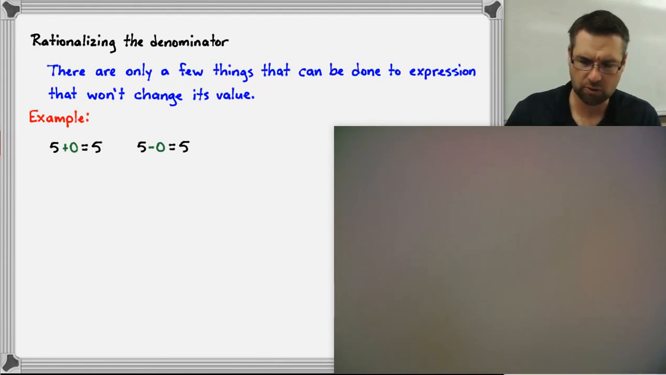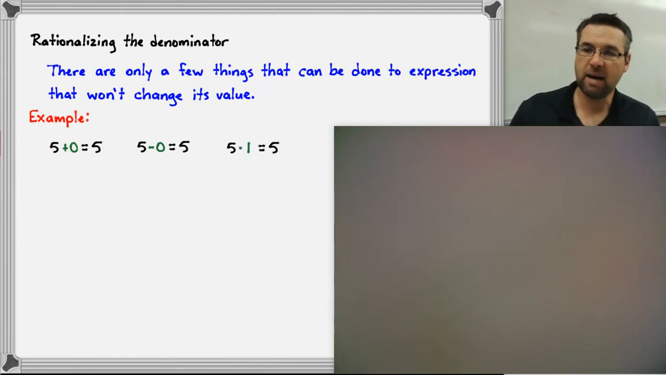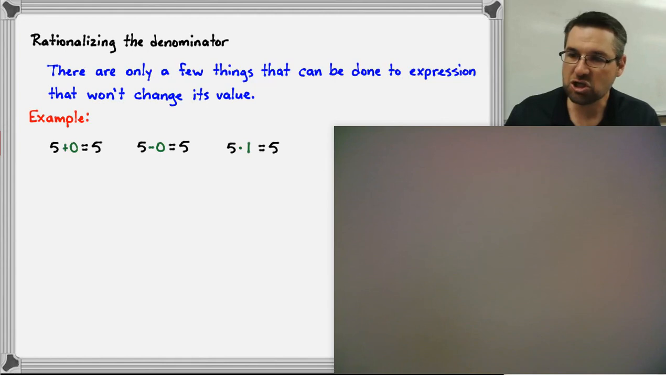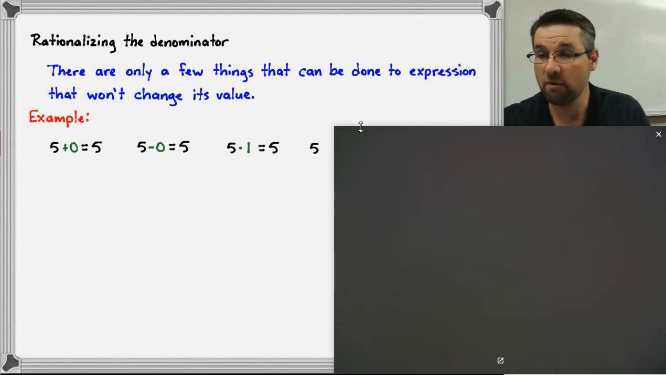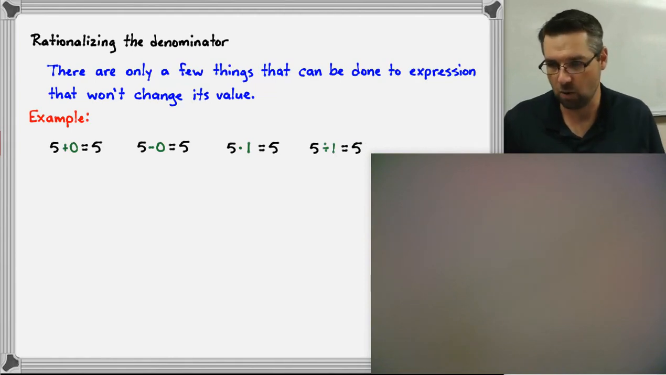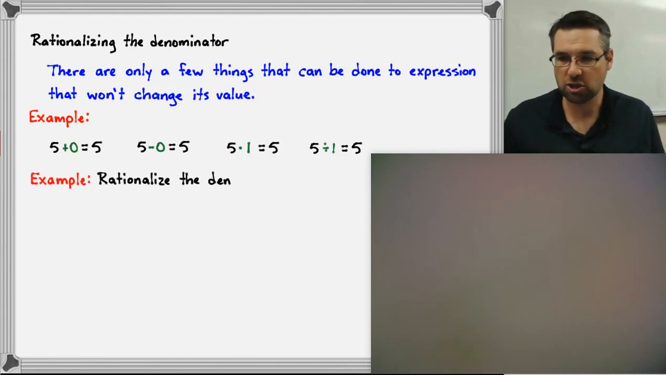What else could we do so that 5 remains 5? What other operation could we do? Well, one is we could multiply by 1. And this is the one that we're going to focus on today. Multiplying by 1 doesn't change the value, and it doesn't really even change the look if we're multiplying by 1. But we might be multiplying by things that are equivalent to 1, and you'll see what I mean by that in a second. What else could we do? We could also divide by 1. 5 divided by 1 is 5 also. So we're going to take this principle of multiplying by 1 in order to rationalize the denominator.